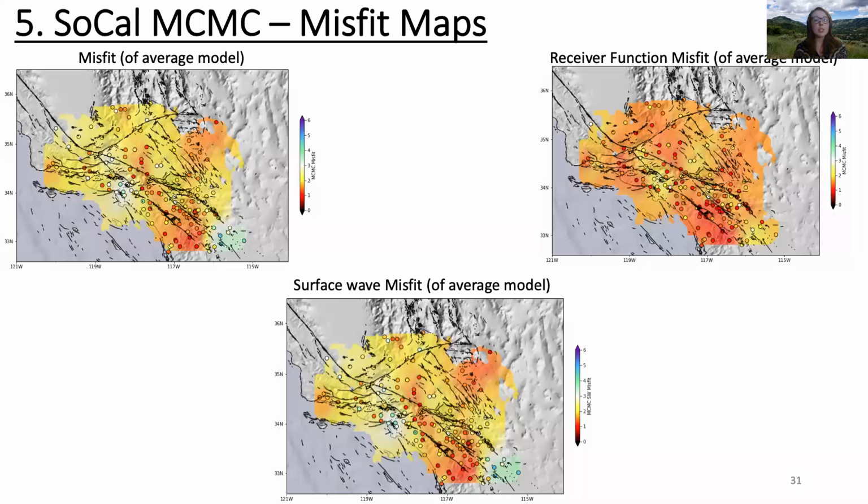Typical of a more traditional inversion scheme, we're able to visualize misfit to our data. We're able to look at this from the perspective of each data set or the combined data set. Here I'm showing the results for Southern California for reference.